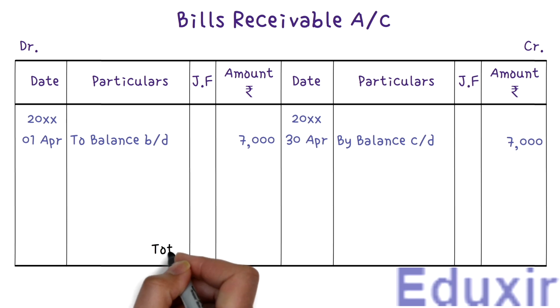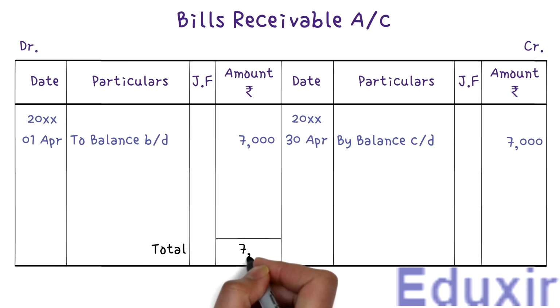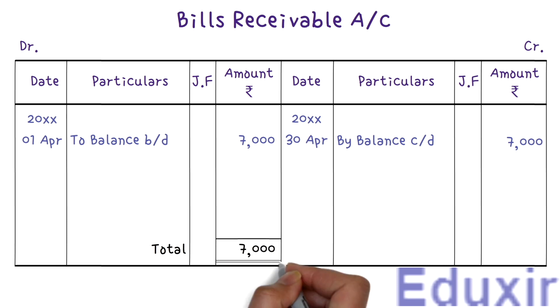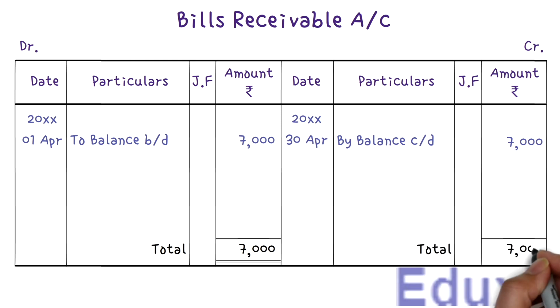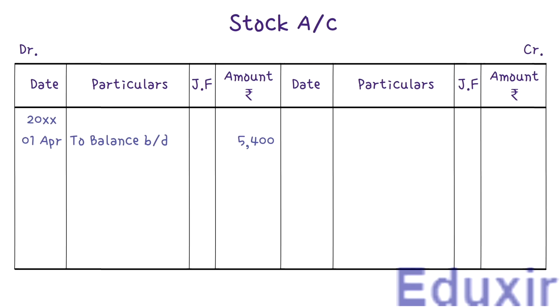Now the total on the debit side is 7,000 rupees. And the total on the credit side is 7,000 rupees. So now the bills receivable account is balanced. Let us now take up the stock account.